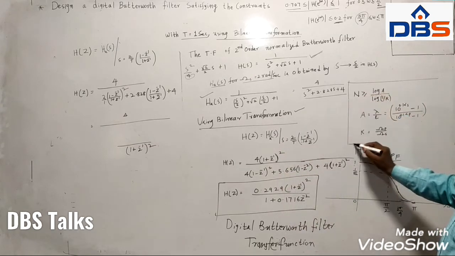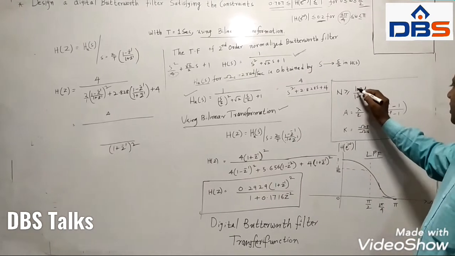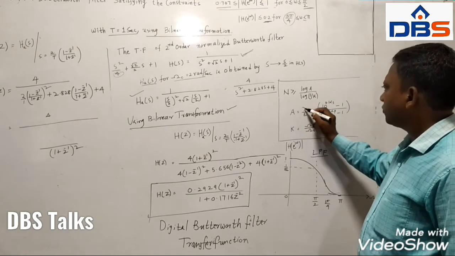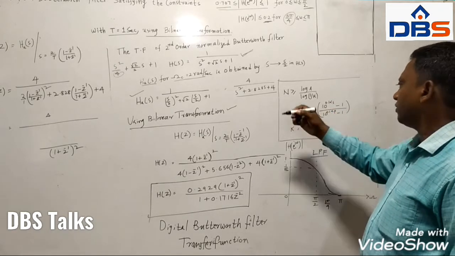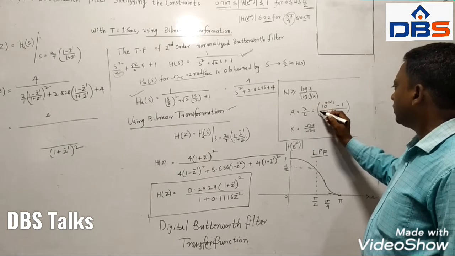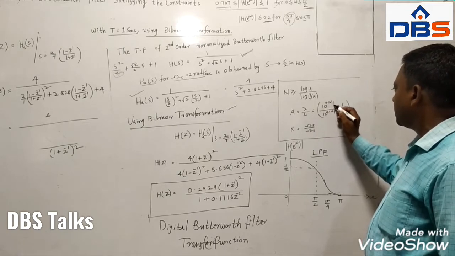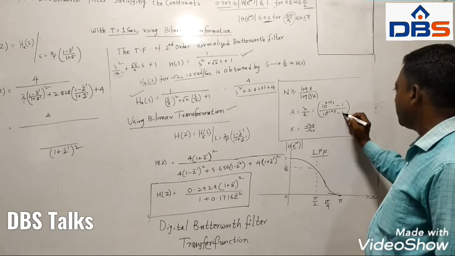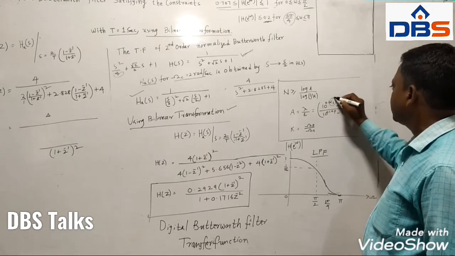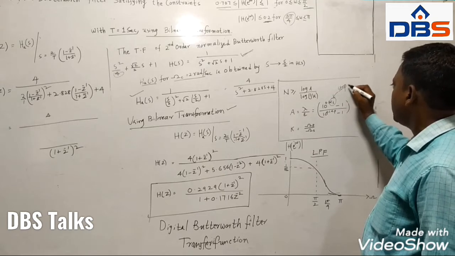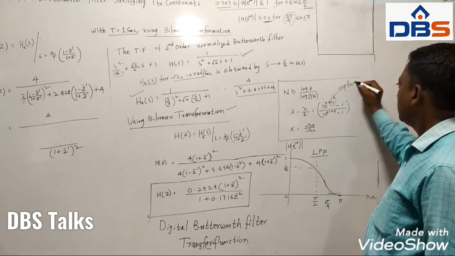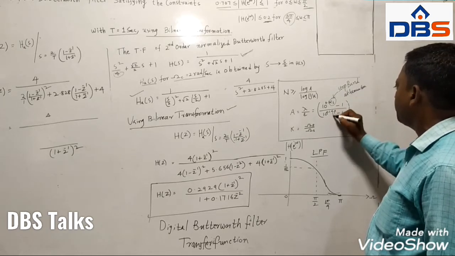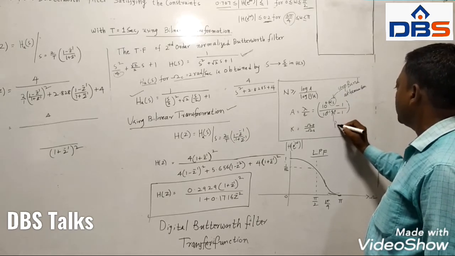Now I will briefly, for 1 minute, talk about this. N greater than or equal to log A divided by log 1 by K, where A is equal to lambda by epsilon. We have seen lambda by epsilon, and that is equal to the square root of (10 power 0.1 alpha s minus 1) divided by (10 power 0.1 alpha p minus 1). This alpha s is the stop band attenuation, S for stop band. This alpha p is the pass band attenuation.